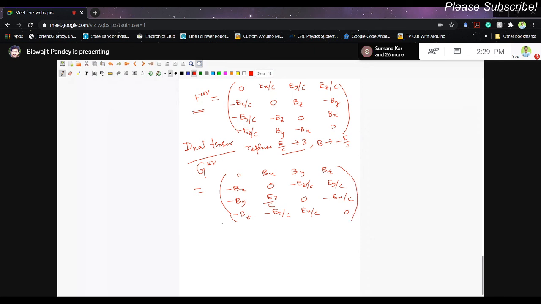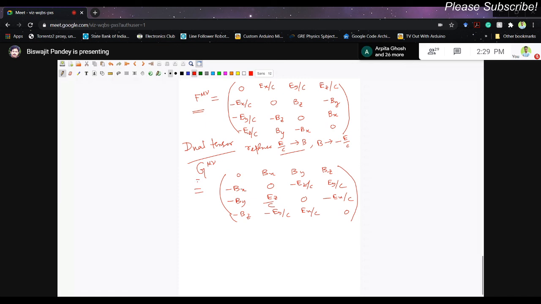So this is not some fundamental quantity. The fundamental quantity is F mu nu, which describes the electromagnetic field. And why do we use this particular tensor? Because it becomes easier to write down the equations in terms of this F mu nu and G mu nu. That's mathematically convenient. That's why you write this tensor G mu nu.